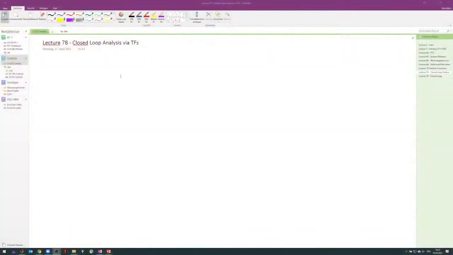Okay, so hope this is readable. And we're gonna do an example. This is a little bit big. Okay. So working with closed loop transfer functions.